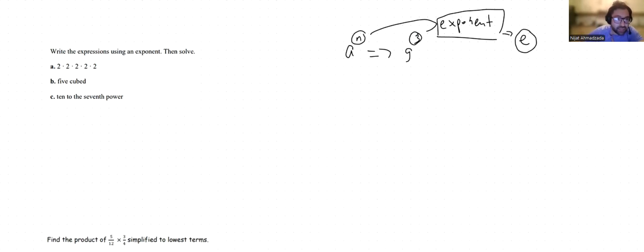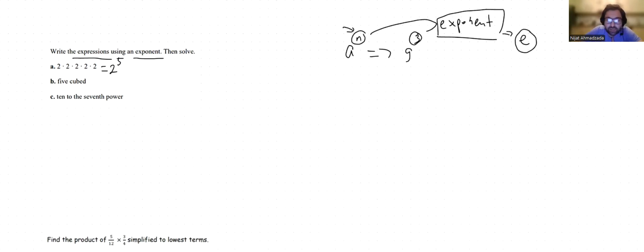So the question says, write this expression, but you got to use something on the top. So instead of writing 2 times 2 times 2 times 2 and times 2, you got to use something on the top. So how can I write it? I got to write 2. And how many twos are there? To the power of 5. Okay, 2 to the power of 5, just like this. And that's it. That's the correct answer for this question, right? Next one. That is an interesting thing, but I will tell it at the end of this question.